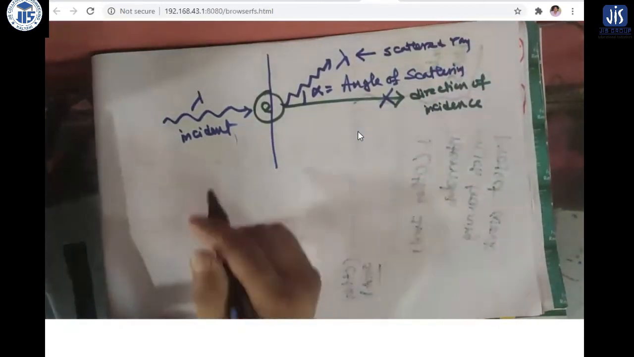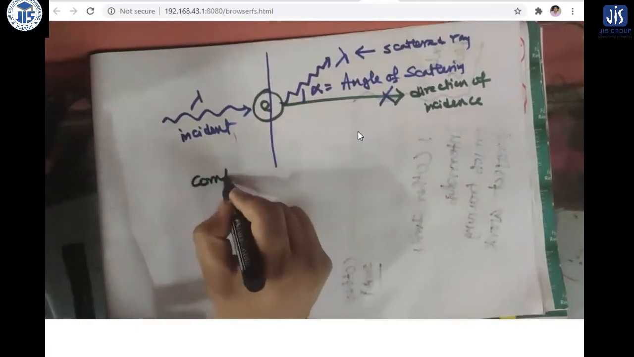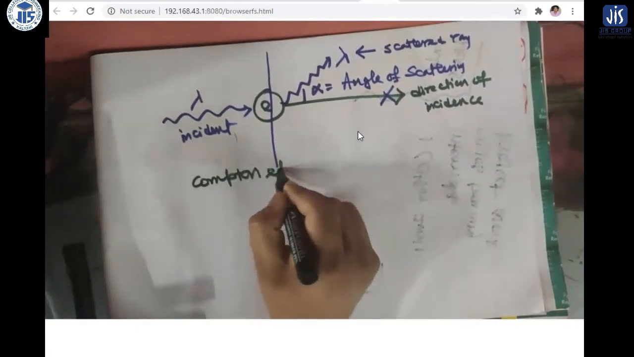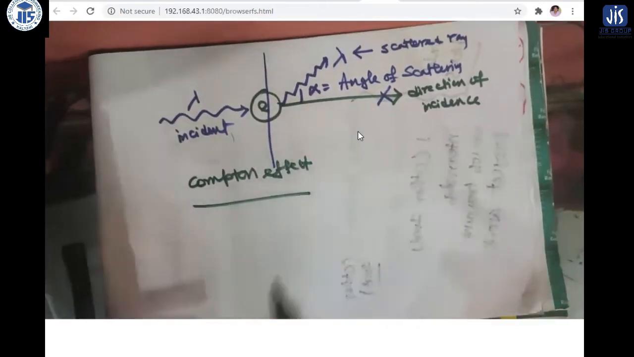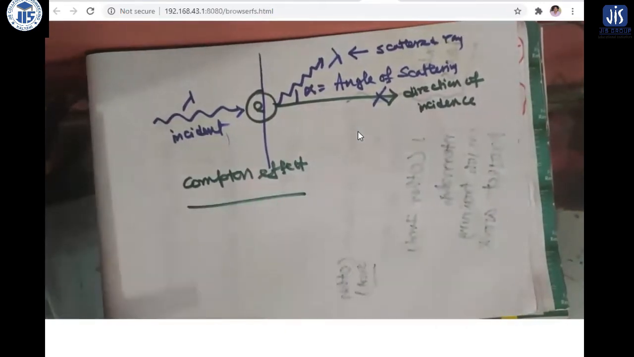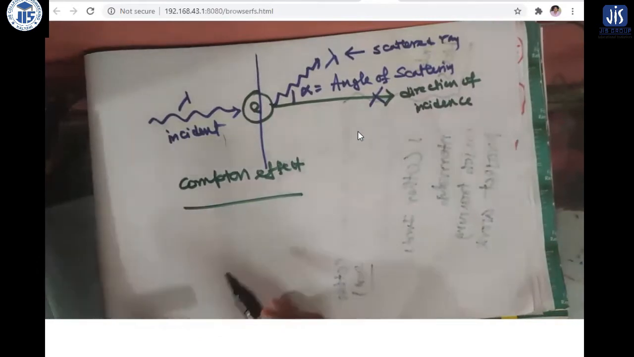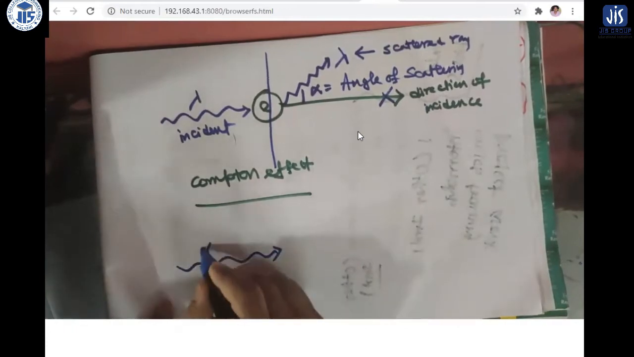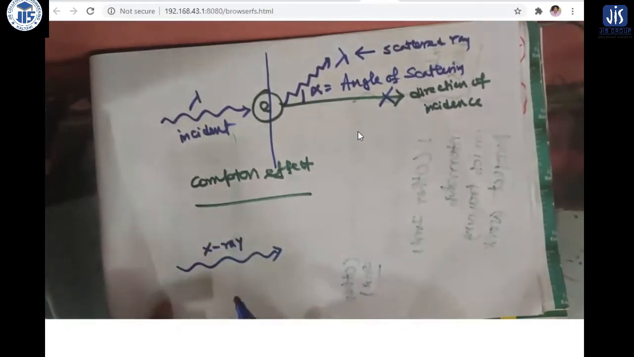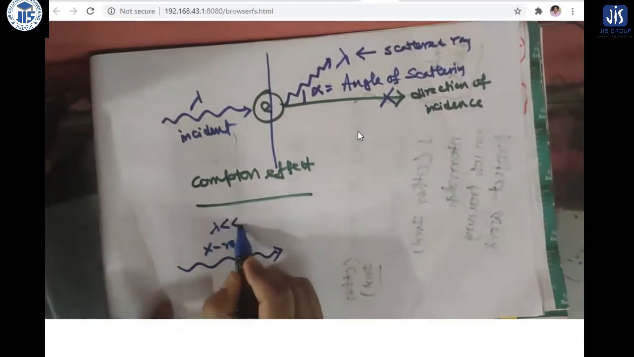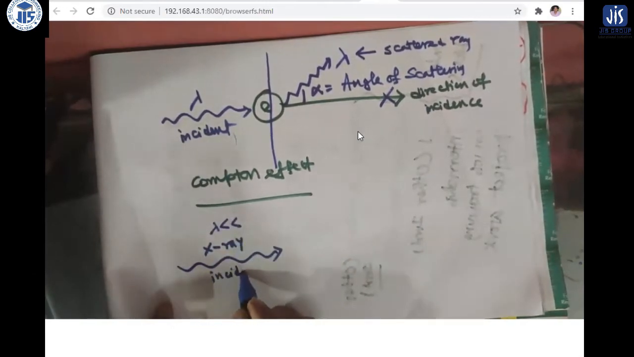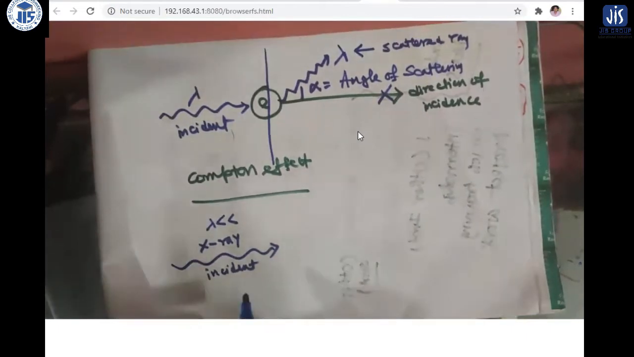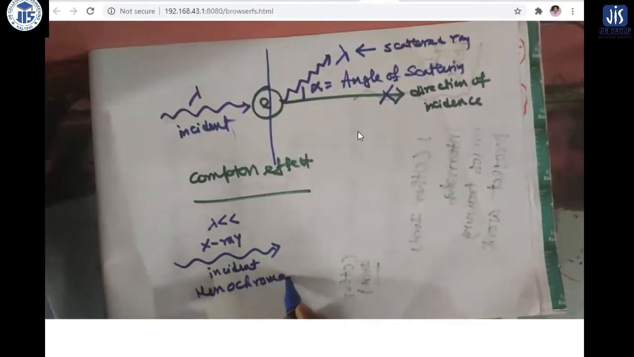Now I am talking about Compton scattering, or the Compton effect. In the Compton effect, a very similar phenomenon is there. Suppose this is your X-ray coming in. I told you the wavelength of X-ray is very, very small. So this is the incident X-ray. Now the X-ray is monochromatic in nature. What does monochromatic X-ray mean? Monochromatic means lambda is fixed.